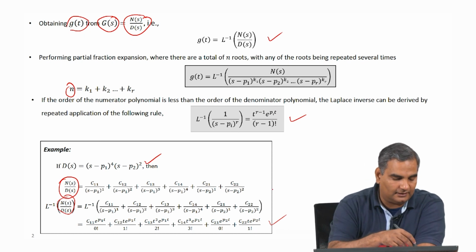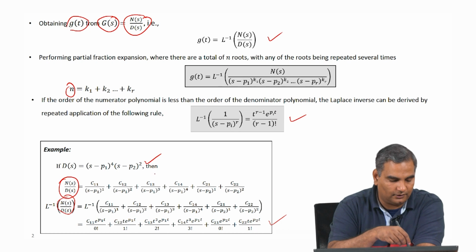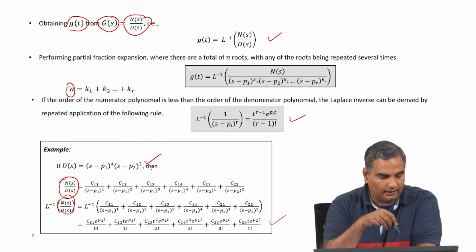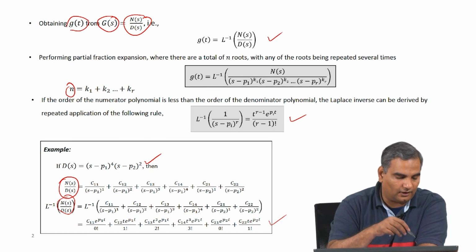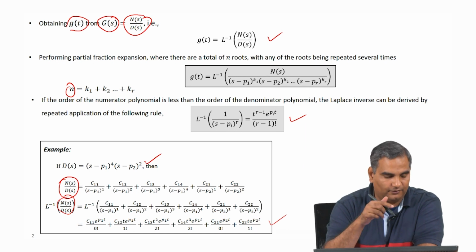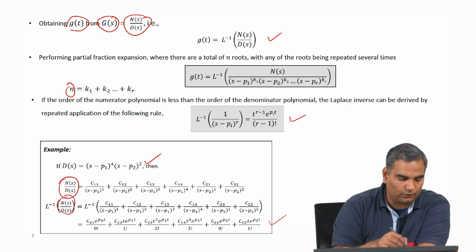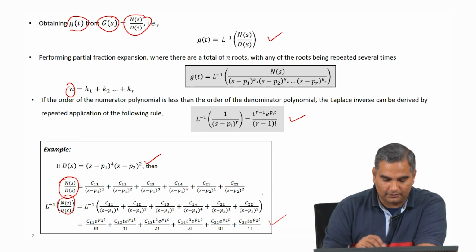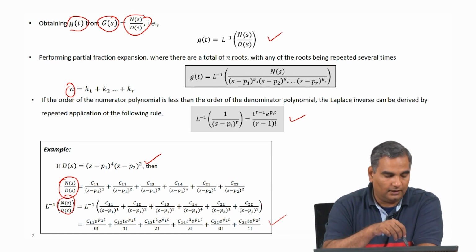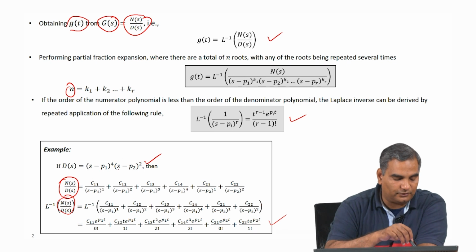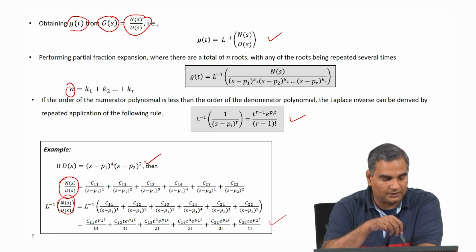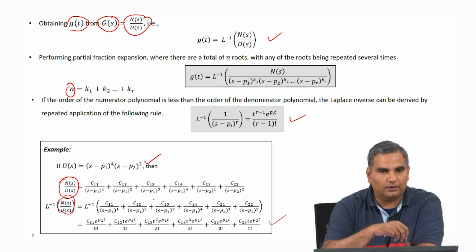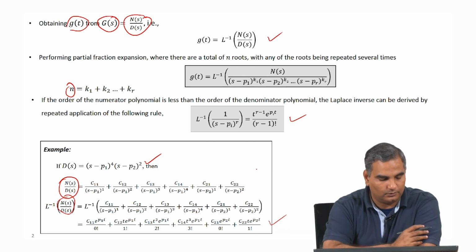So, in this case it is a 6th order polynomial and there will be 6 terms. The 6th order polynomial could be in different ways. Here I have P1 repeated 4 times, P2 repeated 2 times. So, there are 4 P1 related terms and 2 P2 related terms. If, for example, this D(s) were (s minus P1) cubed times (s minus P2) cubed, then there will be 3 terms related to P1 and 3 terms related to P2 and so on.